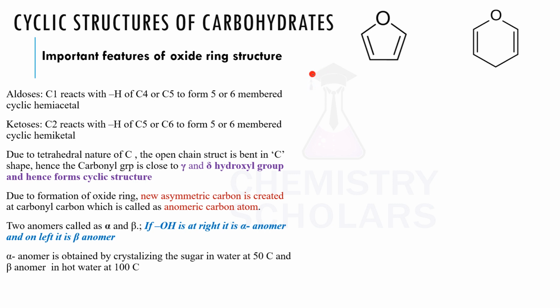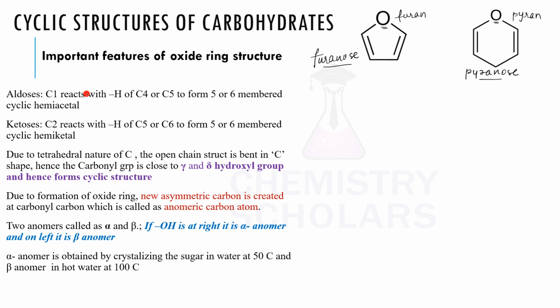So they exist in cyclic structures, and these are in the form of furanose structure and pyranose structure. The names furanose and pyranose have arrived from the structure furan. Furan is a five-membered heterocyclic compound with an oxygen atom, and pyran is a six-membered heterocyclic ring with a heterocyclic oxygen. Based on these two structures, we name these structures as pyranose and furanose. In today's lecture, we are going to study furanose and pyranose structures of glucose.